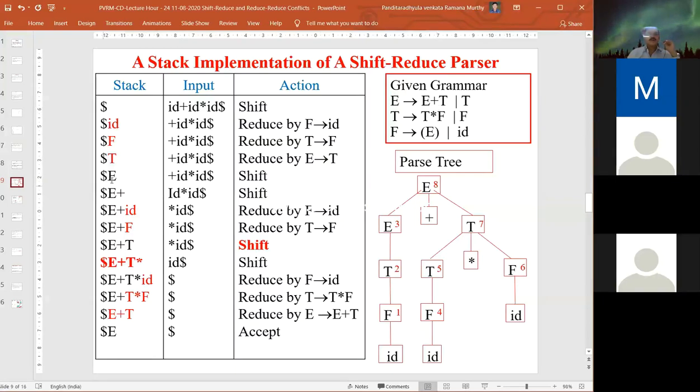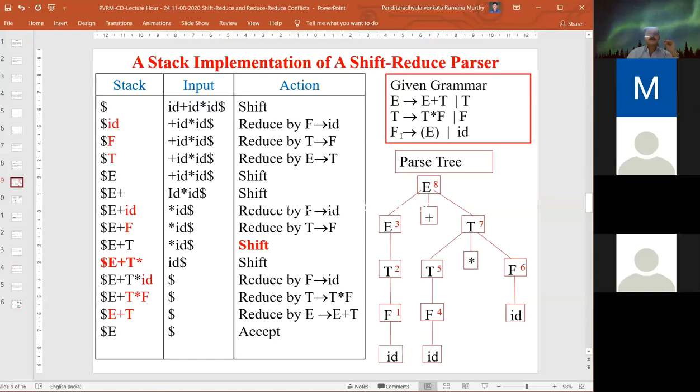So even though we are having E here, by using one more production, E derives E plus T, we can continue. So what we chose here is the shift operation. Shifting simply means the next input symbol is shifted onto the stack. Now the stack contains E plus, and the input contains ID into ID dollar.